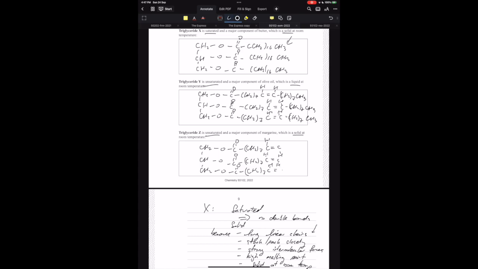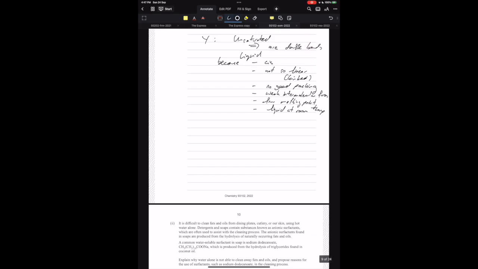And the reason for this is because if it's trans, this follows more of a linear shape. It's still sort of kinked, but the linear trend is still there. That doesn't look too linear, but it's more linear than you would get in a cis. And so I won't write this out.